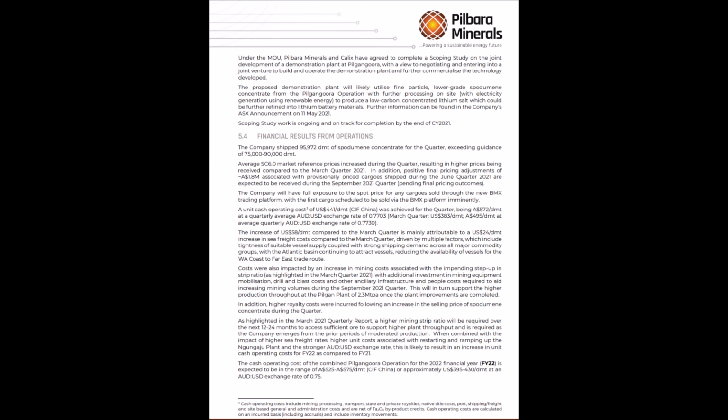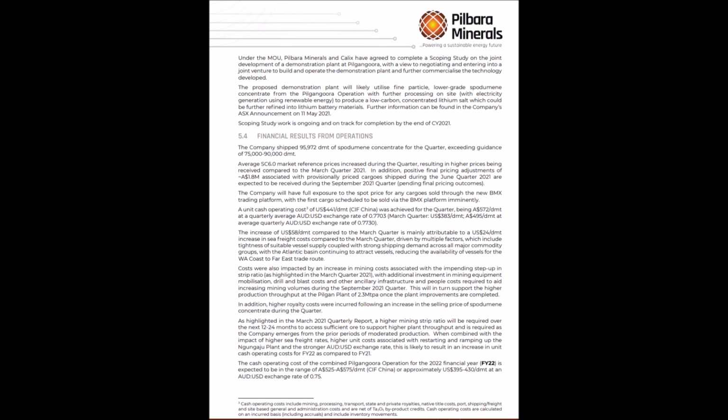with the Atlantic Basin continuing to attract vessels, reducing the availability of vessels for Pilbara Minerals to effectively use to ship their ore. Basically what this means is the shipping providers can up their costs, resulting in smaller margins for PLS. So whilst they might be shipping out more, they're not getting exactly what you'd expect. So just keep those things in the back of your mind.